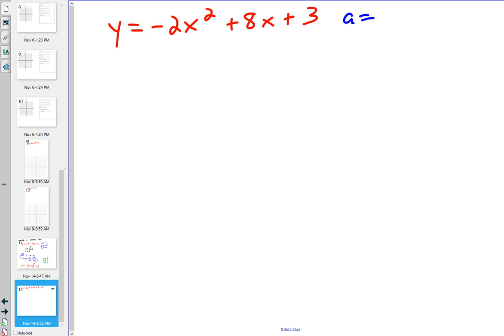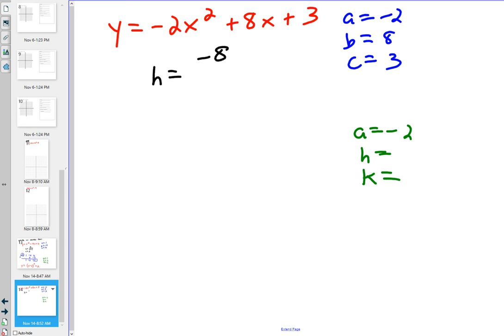Here, one more real quick. What's A here? -2. What's B? What's C? I know that the A is going to transfer over, but I don't know H and K. So H is going to be -B over 2A. -8 over -4 is +2. Then you can do K however you want. You can do it synthetically, or you can plug it in. I'll just do synthetic again.